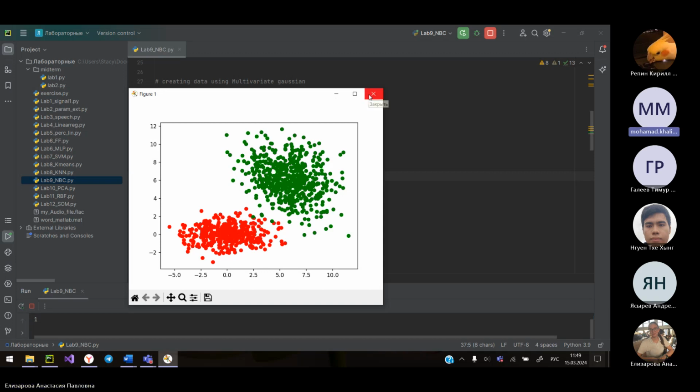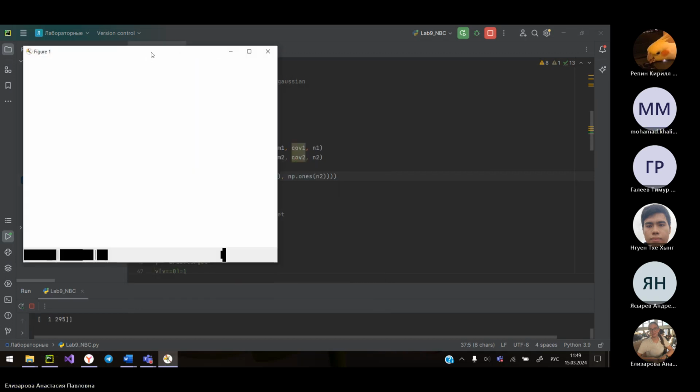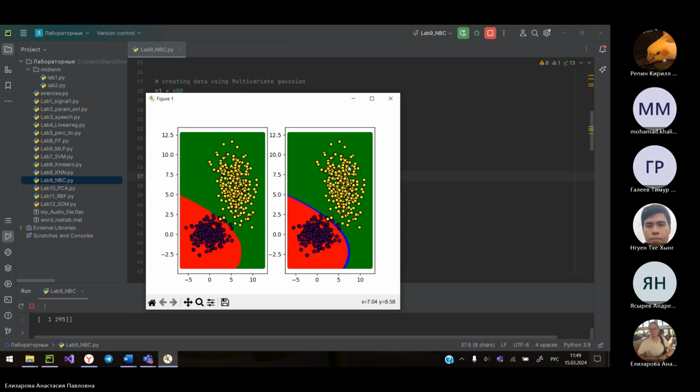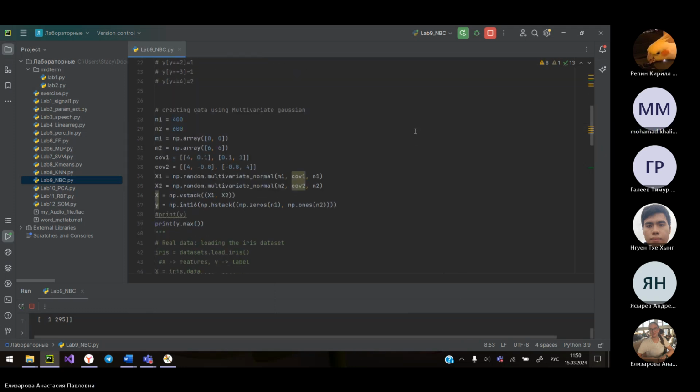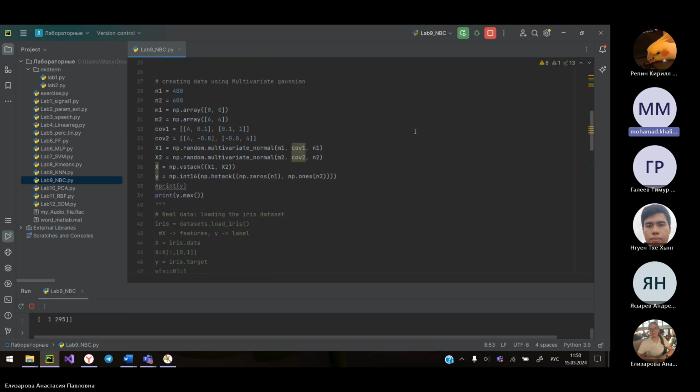Plot? Yes. Go up. Go up. Go up. Yes. Go down. Yes. N1, N2, cov1, cov2, X, Y, V stack, H stack, print.